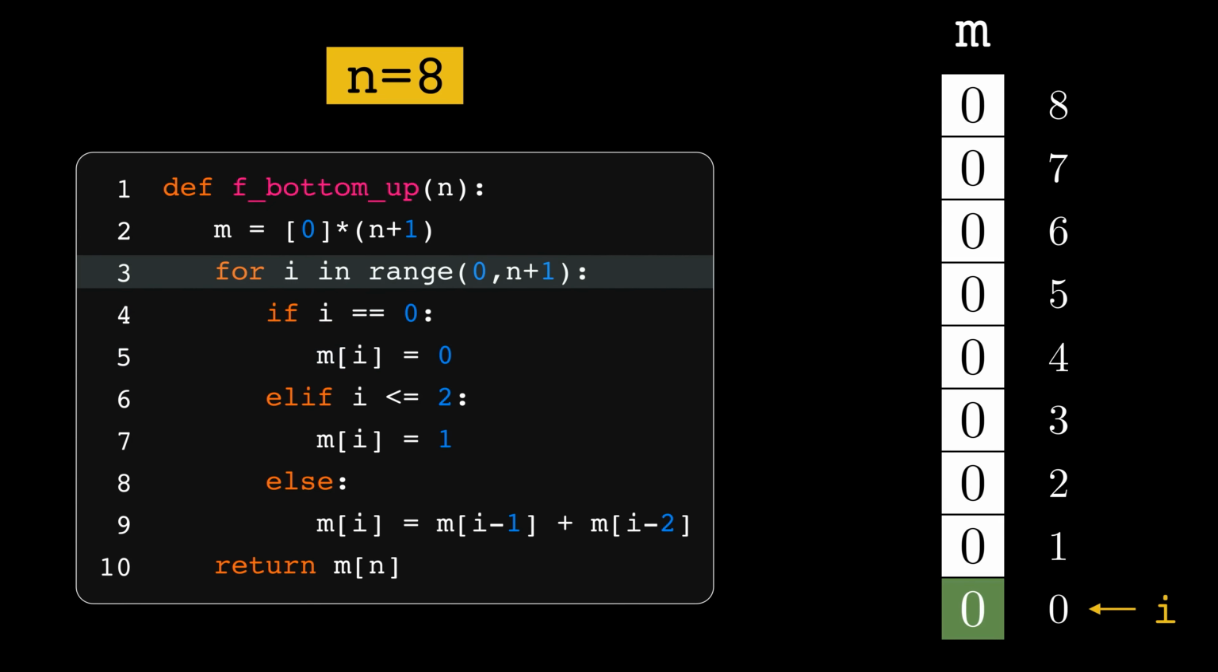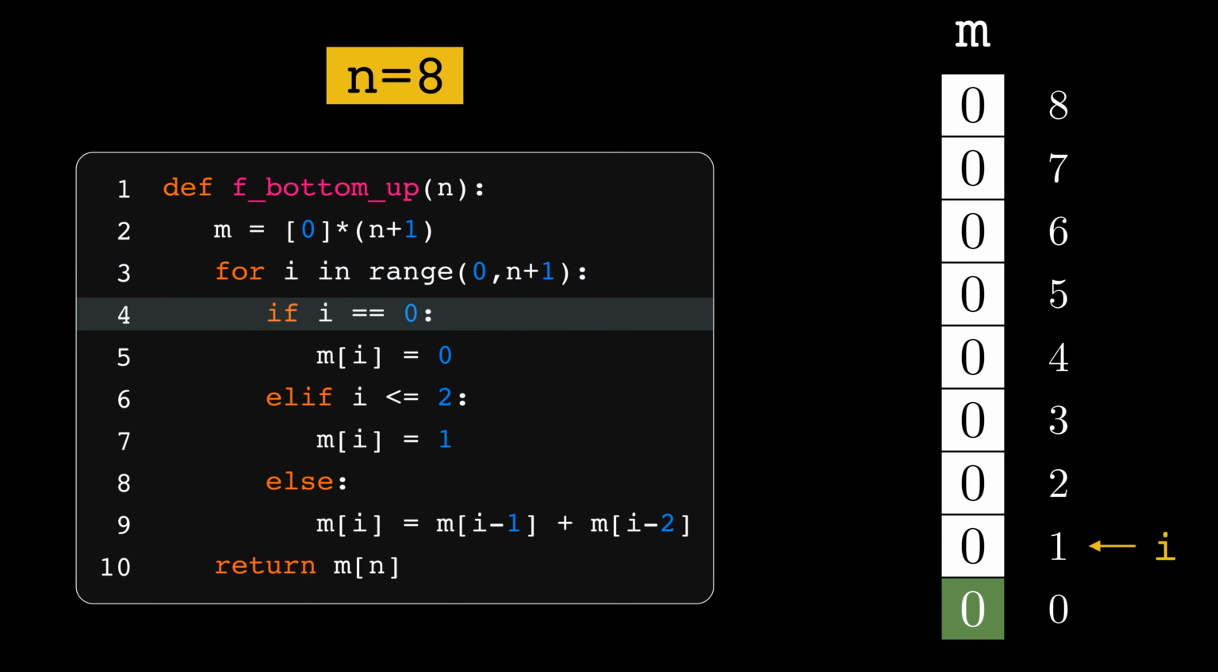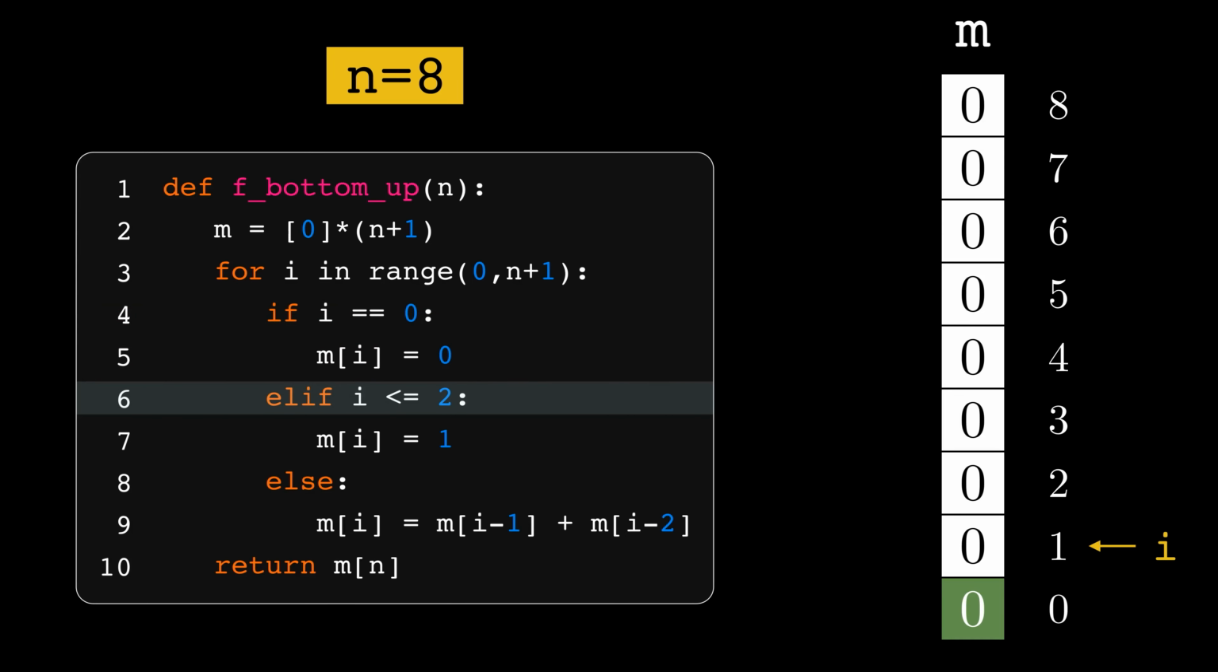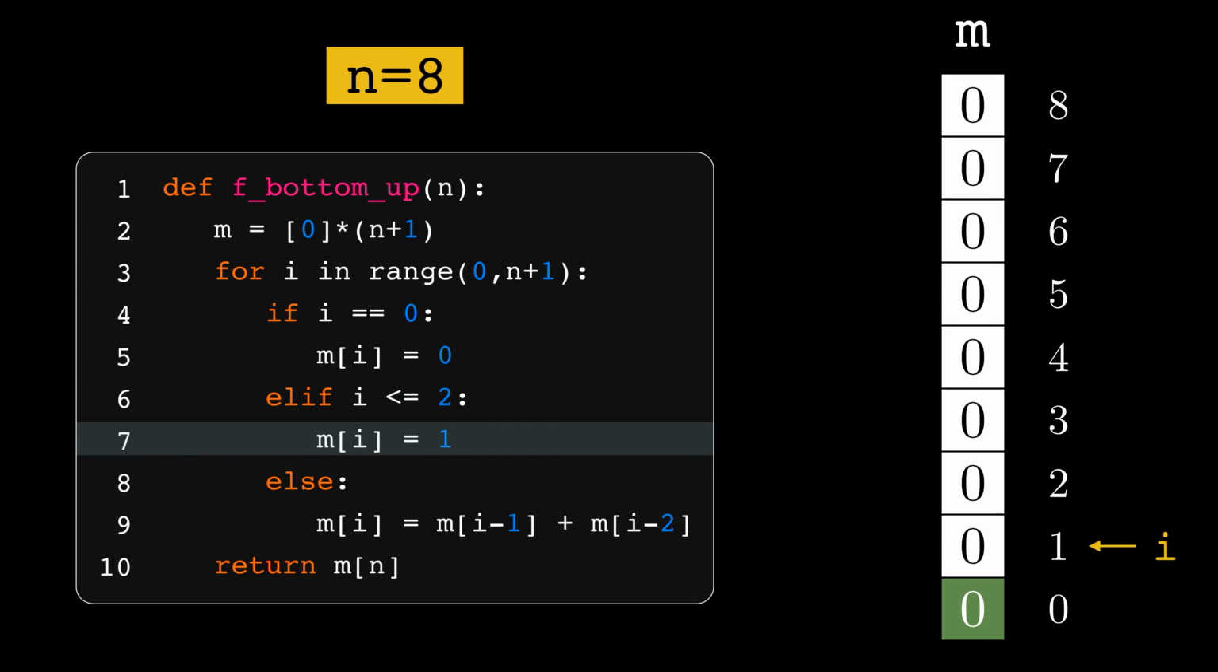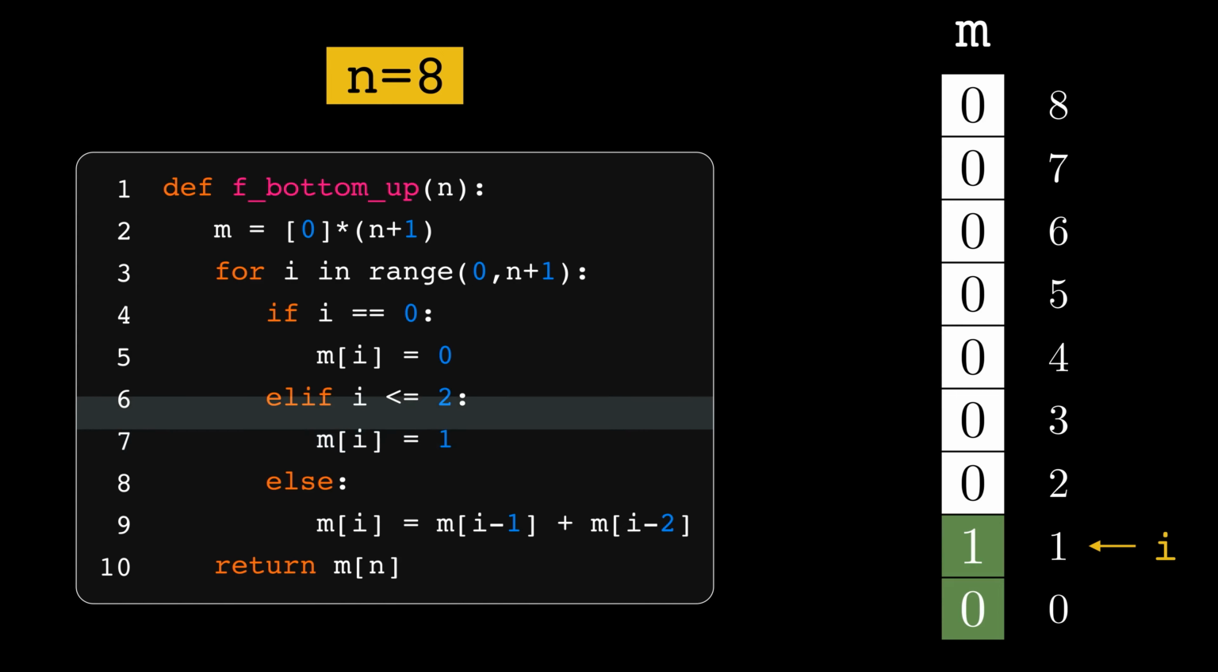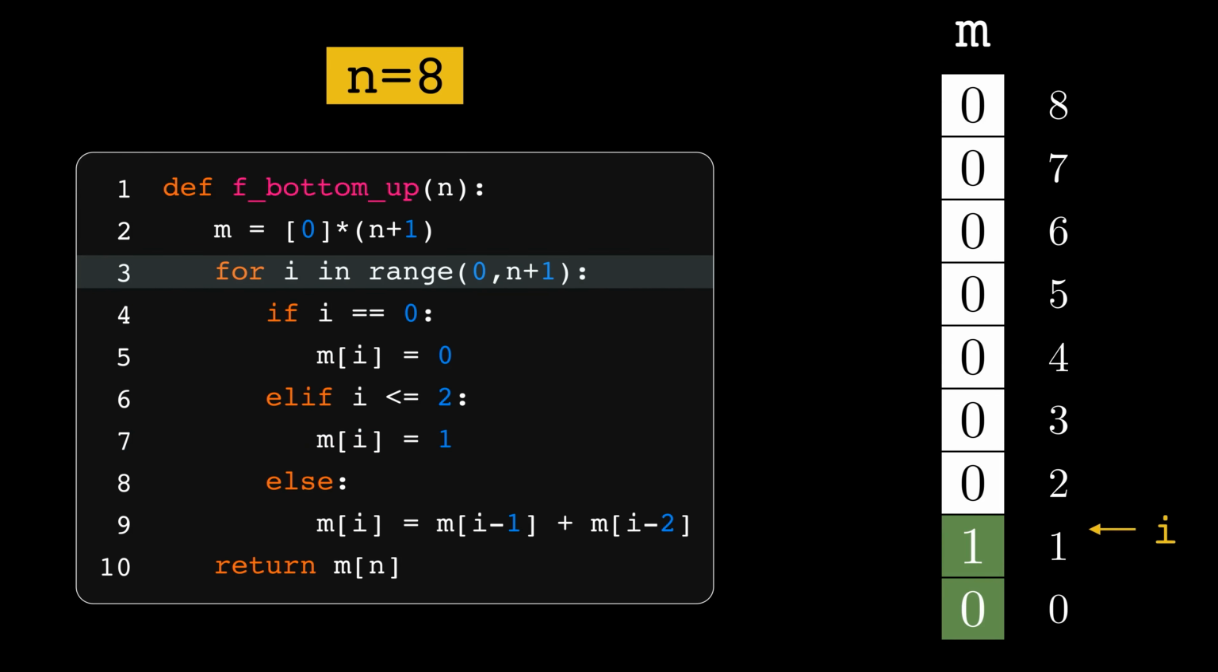Once we have done this, we increment i by 1 to the value 1. We check again whether i is equal to 0, which is no longer the case. Thus we check whether i is equal to 1 or to 2. This is true, so we initialize m of i with 1. Afterwards, we increment i by 1 again to the value 2.